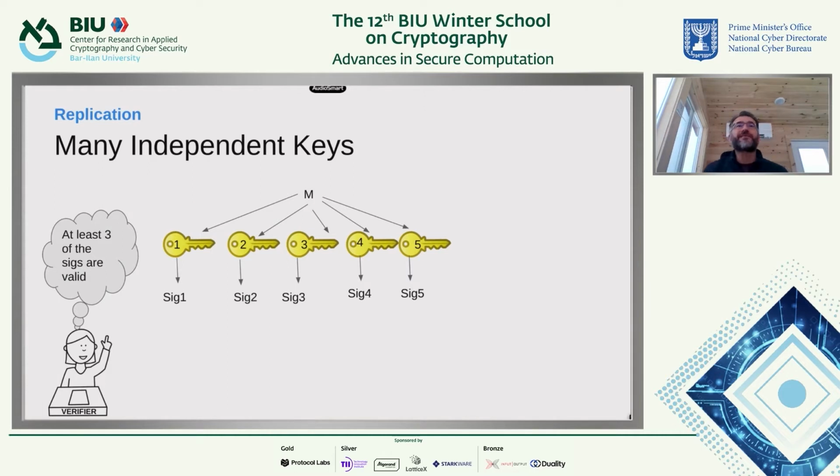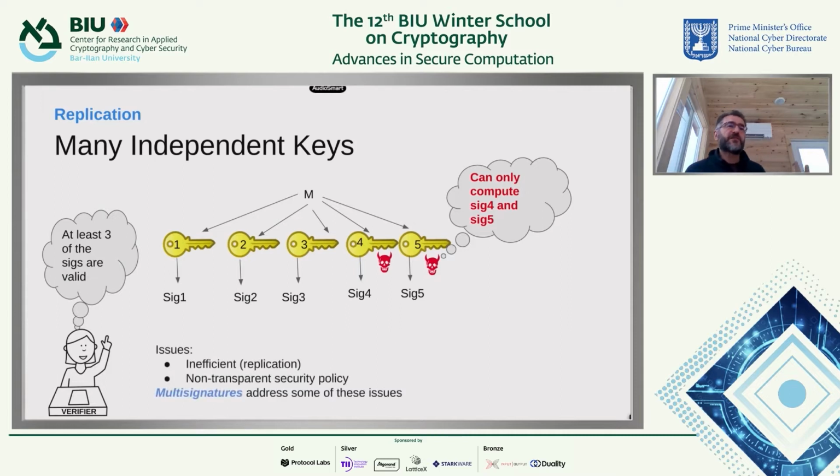You say that you accept a vector of signatures if at least 3 of the 5 are valid. So if at least t plus 1 of the n signatures are valid. This is the simplest, most general way to achieve what we're after, because now even if 2 of the 5 servers are compromised, they can only compute SIG4 and SIG5, and the verifier will never accept it because the verifier wants to see 3 signatures, not 2.